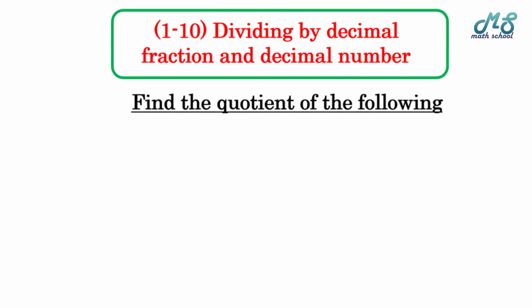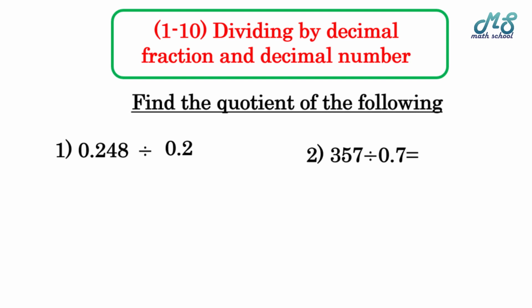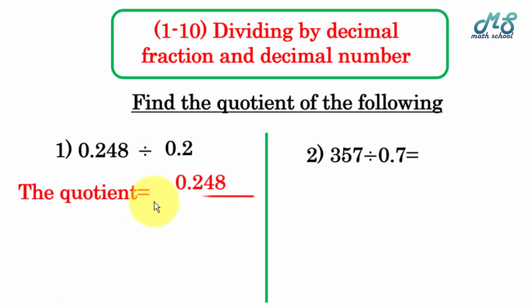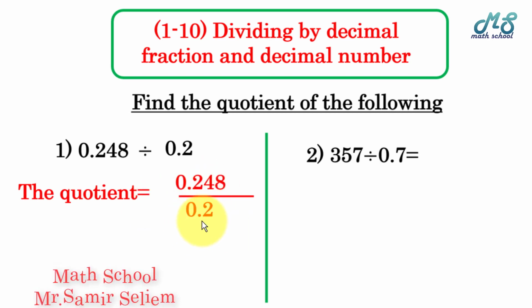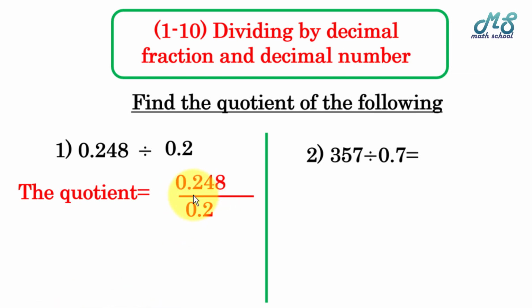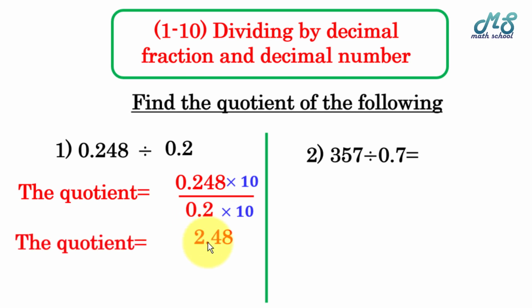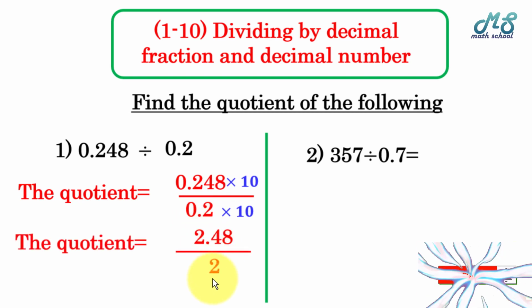Find the quotient of the following. First, guys, 0.248 divided by 0.2. Now the quotient, we can write it as a fraction. It will be 0.248 divided by 0.2. You have to make the denominator a whole number or integral. How, guys? How can you get rid of the decimal point? Multiplying by 10. We will get 2.48 divided by 2. Now we can divide easily.